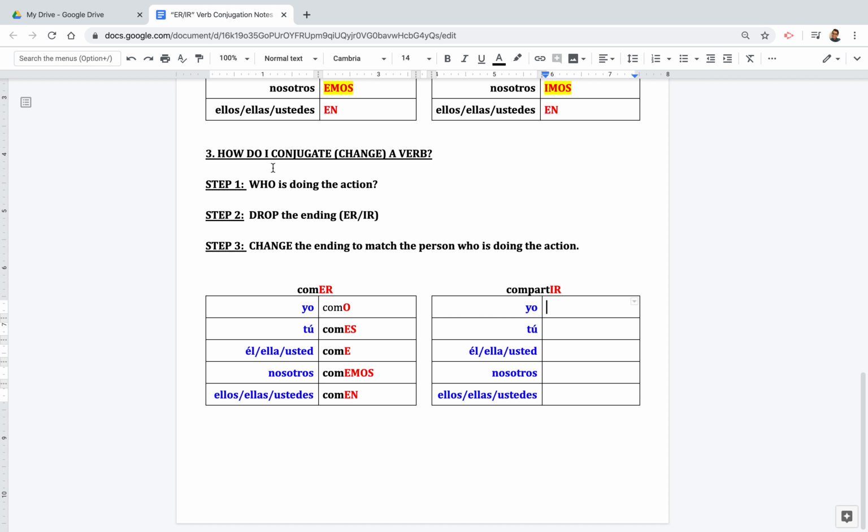So I'm going to go back to my steps. Step 1 is always who is doing the action. And in this first person, I know that yo is doing the action. So I'm going to go to step 2. Drop the ending. And we know that the ending here is IR. So I'm going to go ahead and drop my ending. And I am left with compart. So I am going to go ahead and write compart.